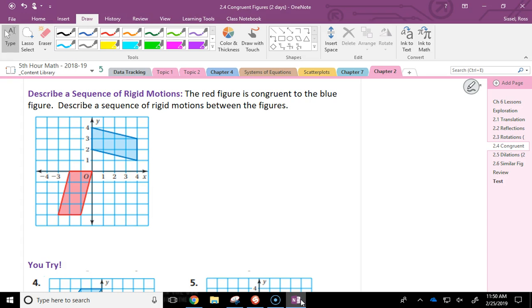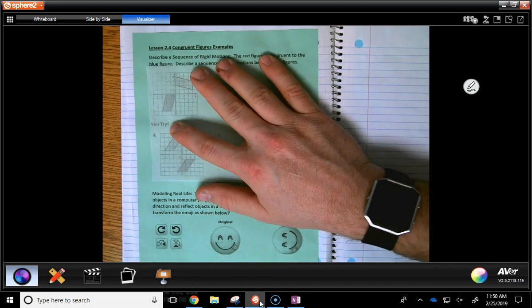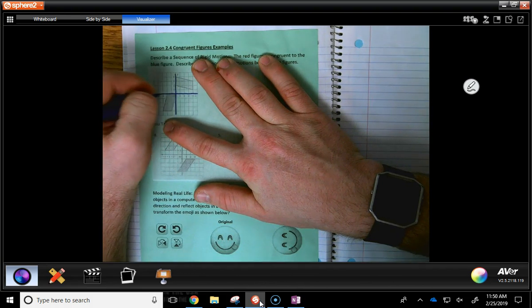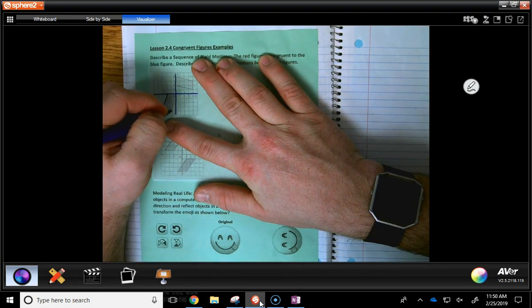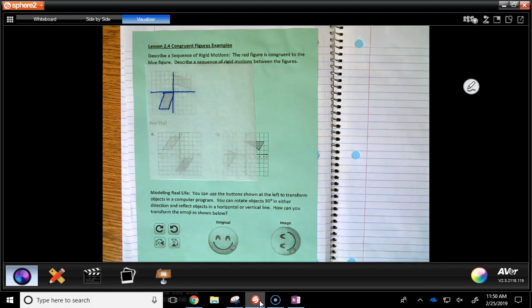Physically, go ahead. You should take your translation paper, and when we use our tracing paper, I'm going to go in the corner. Make sure you copy down the axis first. Then I did the figure. How can I physically move this to get to the other shape? How can I physically change this?